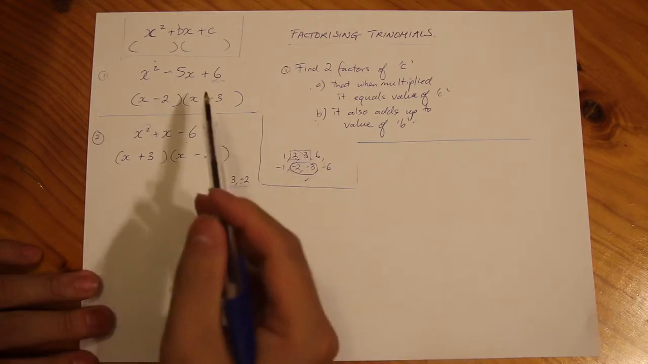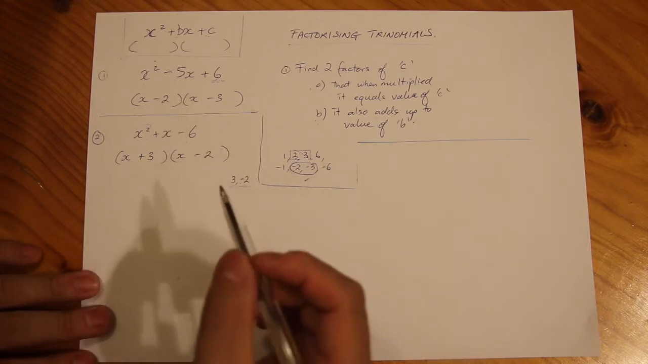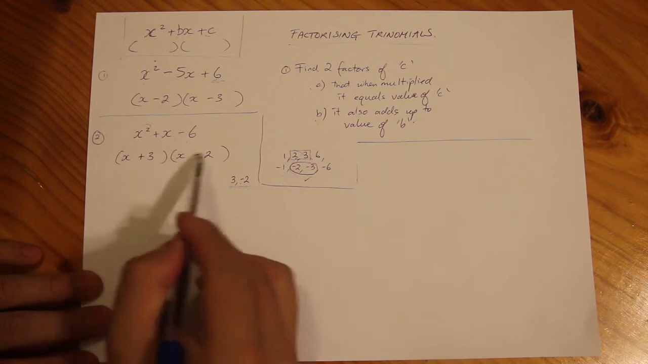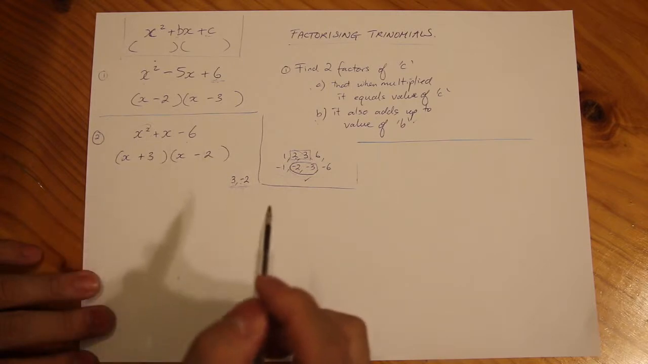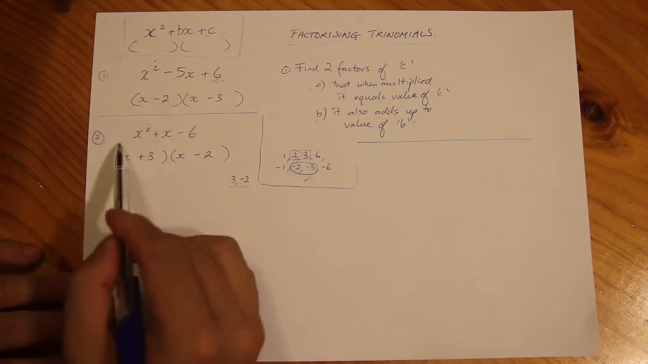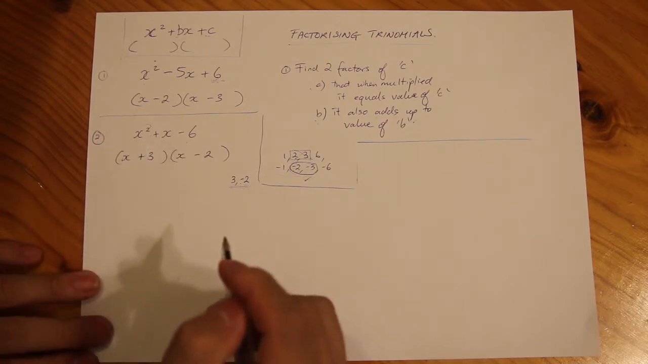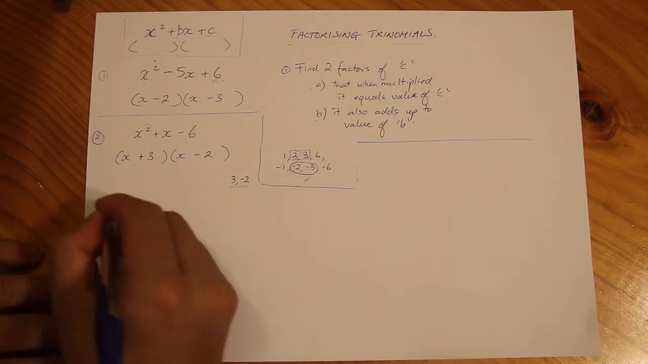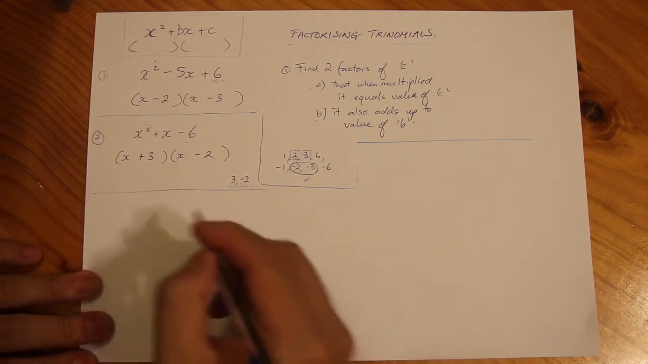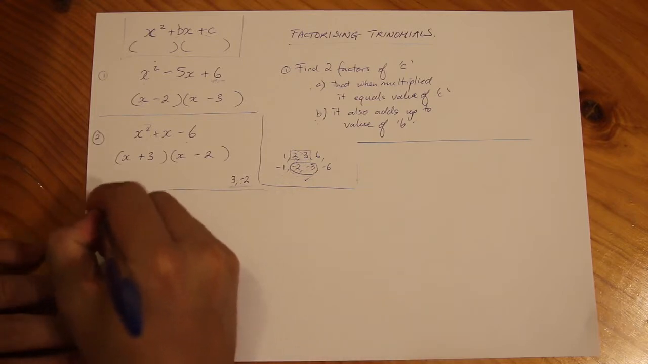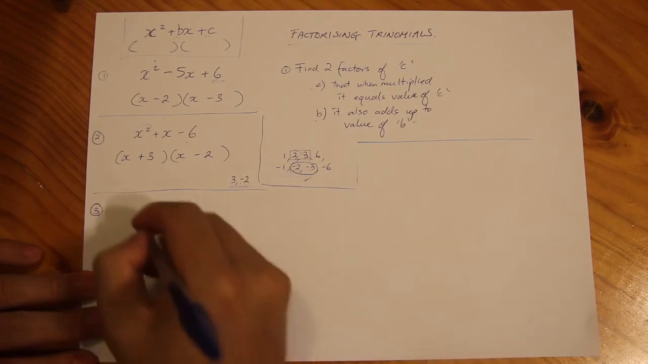Again, as I said before, if you're wanting to find out if you factorized it correctly, expand your brackets through FOIL or crab claw and you should get this answer. Okay, so that's the second example. Let's move on to the third example.